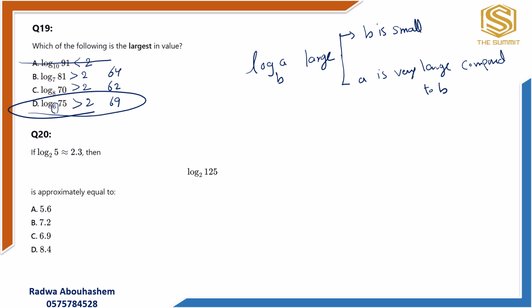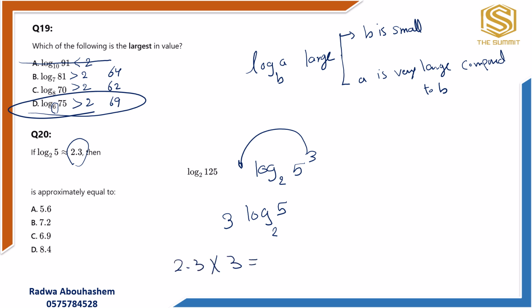Okay, question 20. If log 5 to the base of 2 is approximately 2.3, then 125 here is just like 5 power 3, right? So I have to drop the power, so it would be 3 log 5 to the base of 2. This means I have to multiply 2.3 times 3. 3 times 3 is 9, and 2 times 3 is 6, and we have the point, so 6.9.